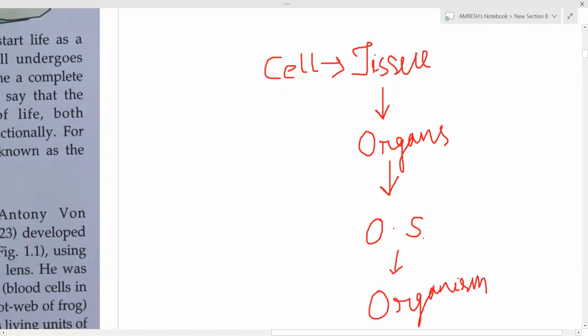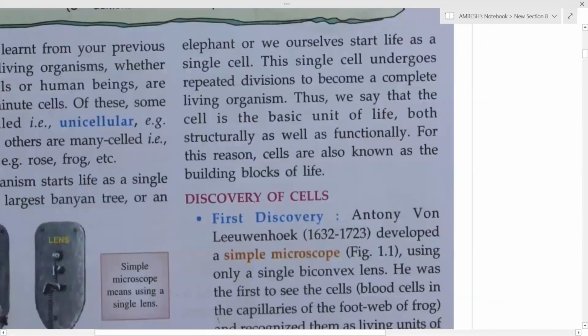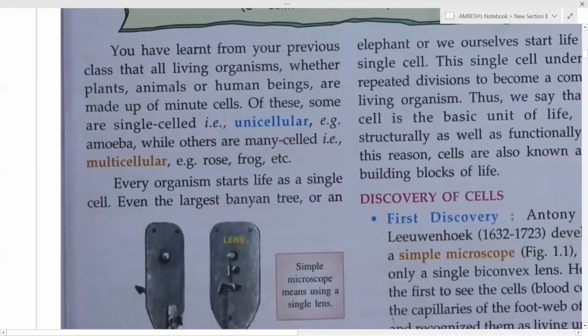So cell is the basic structural and functional unit of an organism. So every organism is made up of cells, you can say. Some organisms are single celled, like your bacteria. Bacteria is a single celled organism, not animal, organism. I'm sorry. Bacteria is a single celled organism, or amoeba.